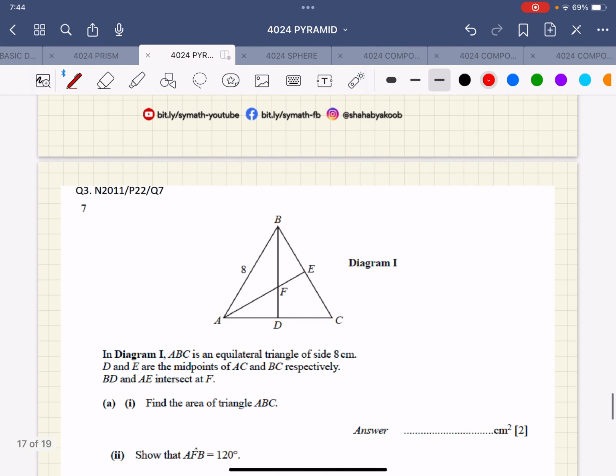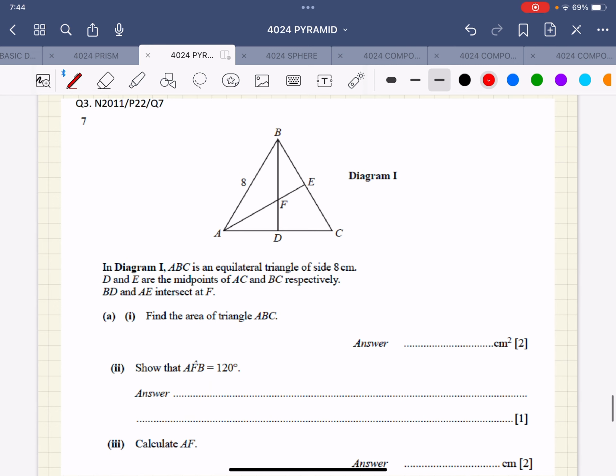Now, let me show you the working for this question. Now the question says, in diagram 1, ABC is an equilateral triangle of side 8 centimeter. So we have A, B, and C. That's an equilateral triangle. D and E are the midpoints of AC and BC respectively. And D and E are the midpoints. BD and AE intersect at F. There is F over here. Find the area of the triangle ABC. That I'll do in a short while.